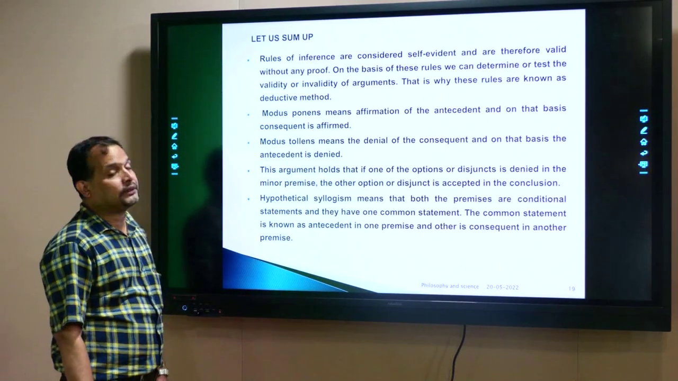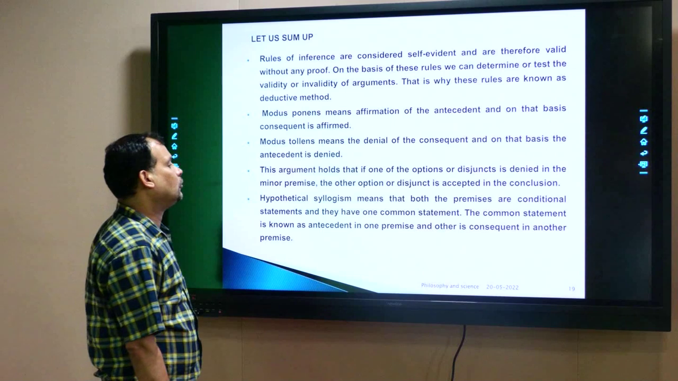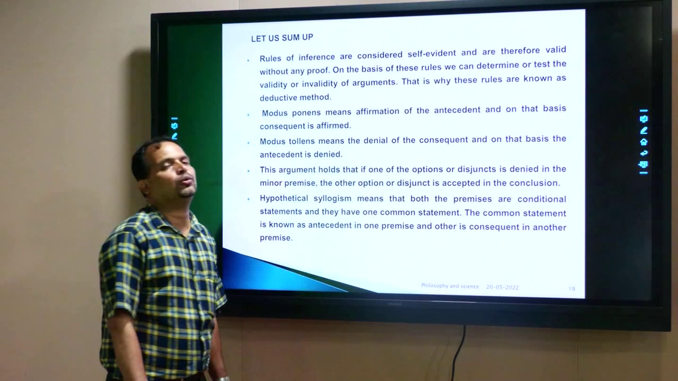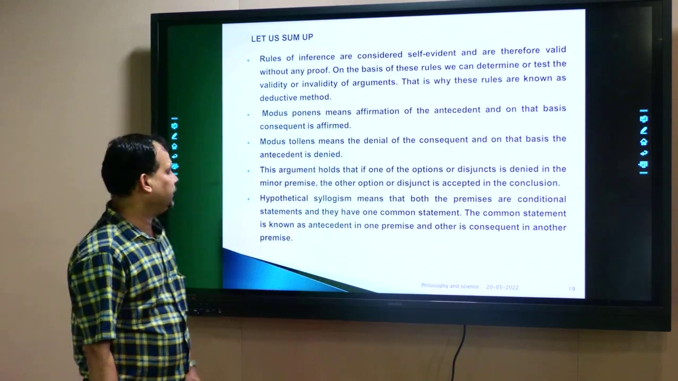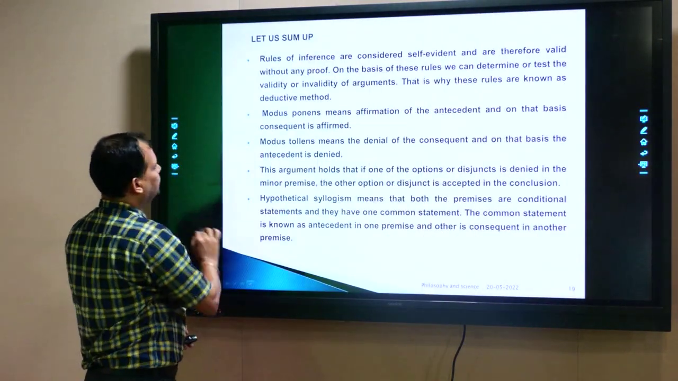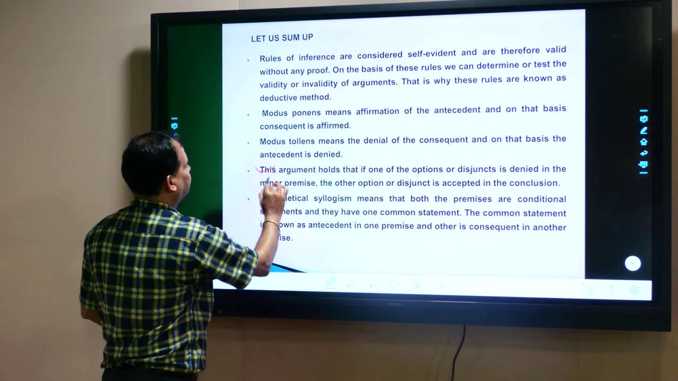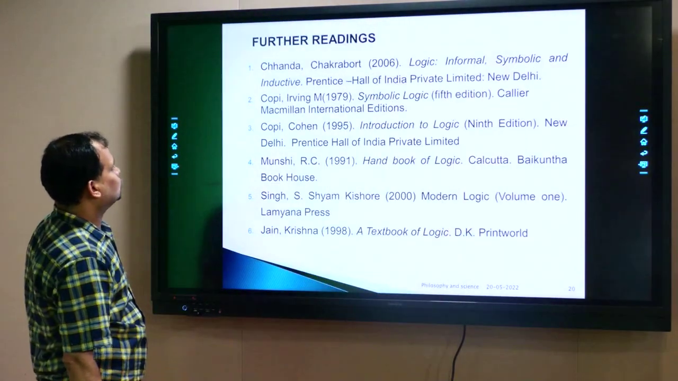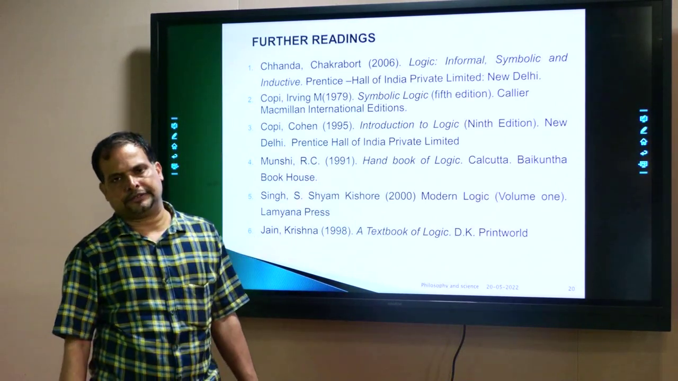Now you see, dear learners, another basic point, that is hypothetical syllogism, means that both the premises are conditional statements and they have one common statement. The common statement is the antecedent in one premise and the consequent in the other premise. Dear learners, this one is disjunctive syllogism. So this is all about the basic points of rules of inference, dear learners.